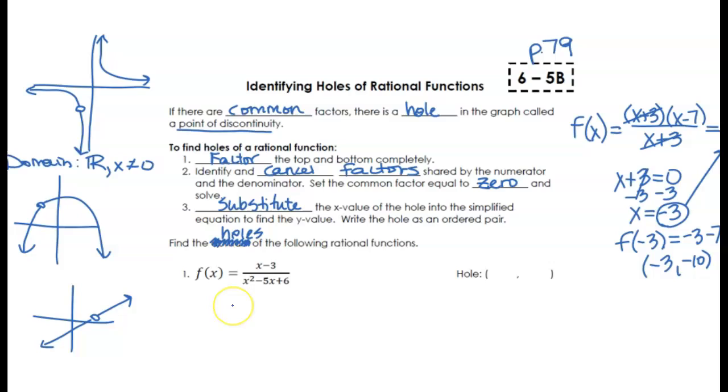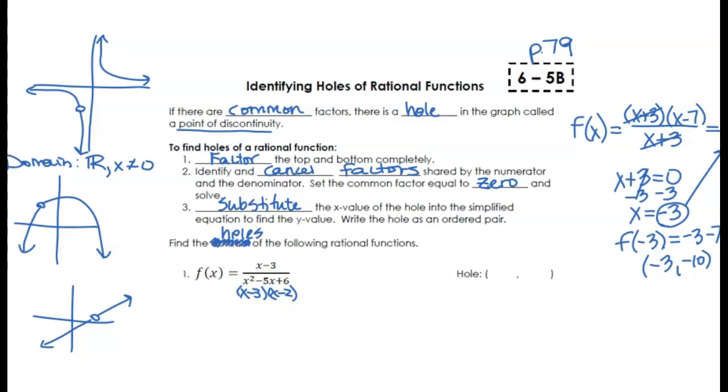Go ahead and factor. Okay, so I see some of you have factored, but a lot of you have just gone on, which is great. But all I really needed you to do at the time was factor. So if I factor the denominator, what two numbers multiply to give you 6 but add to give you negative 5? Negative 3 and negative 2. So my factors should be x minus 3 and x minus 2.